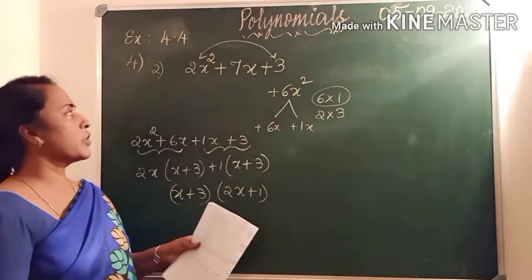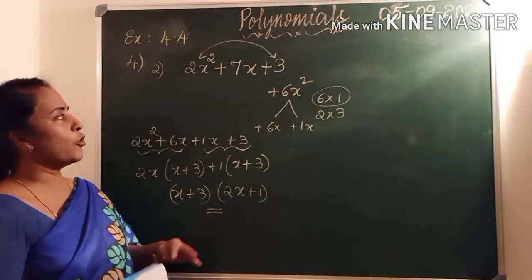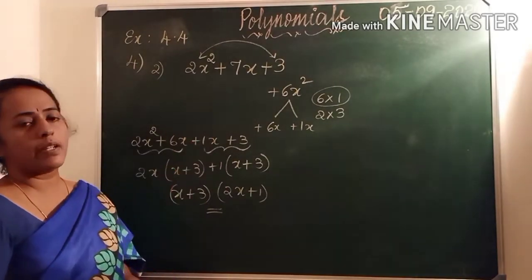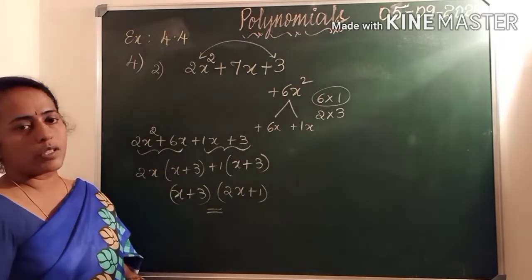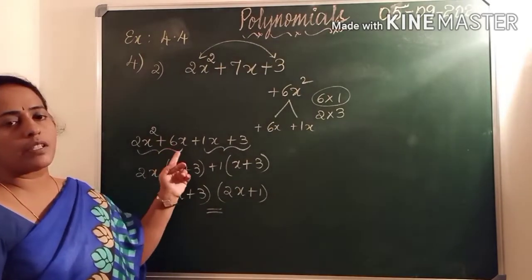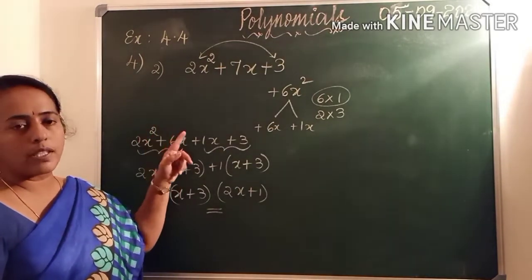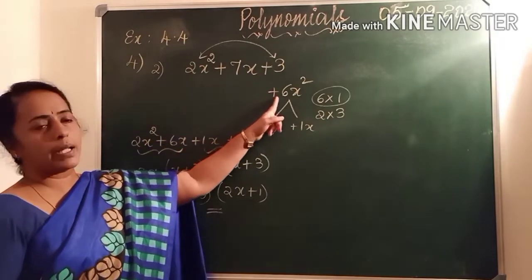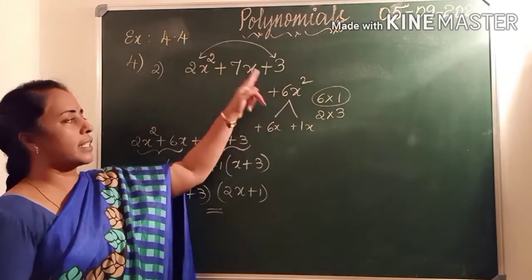Dear students, we'll move to the next one. The given trinomial is 2x square plus 7x plus 3. So you know the procedure. You have to multiply the first term and the last term along with the sign. Plus into plus, 2 3s are 6x square.